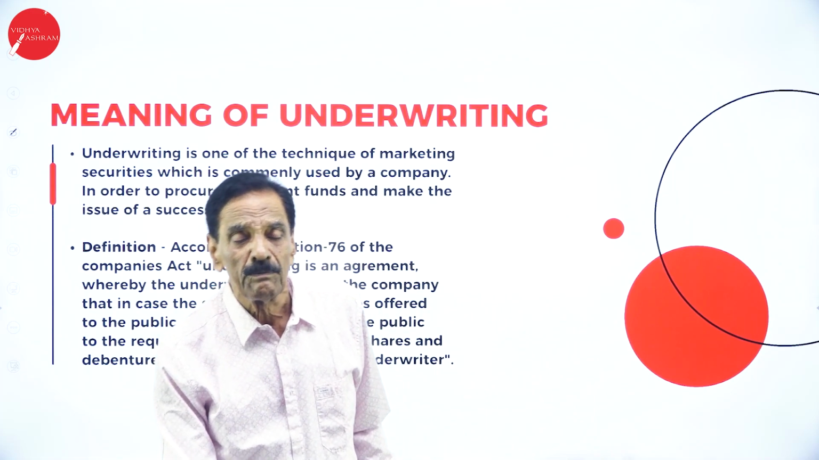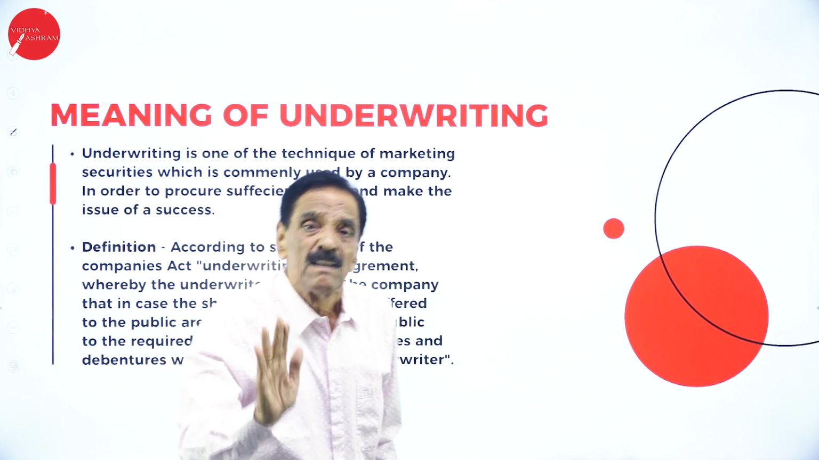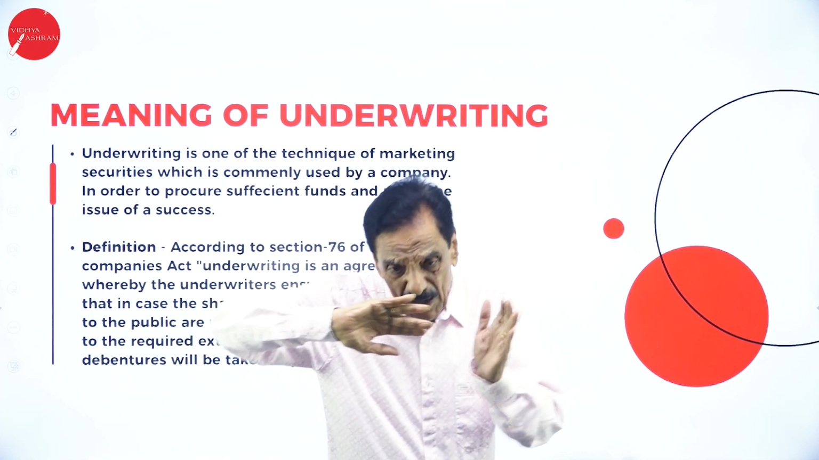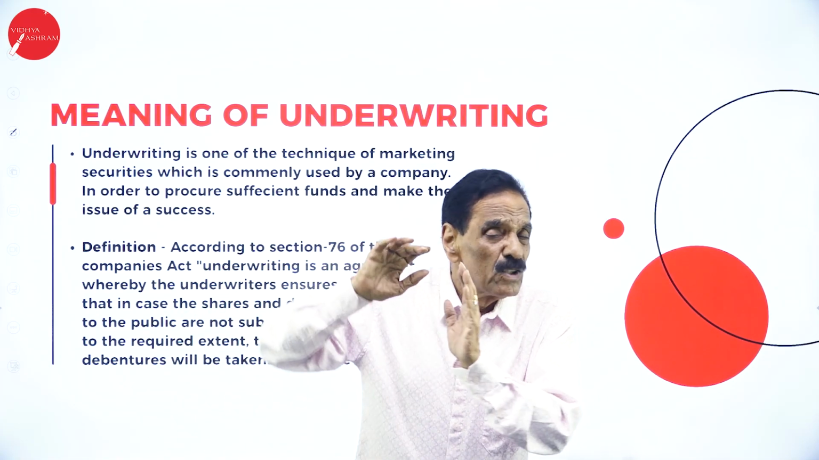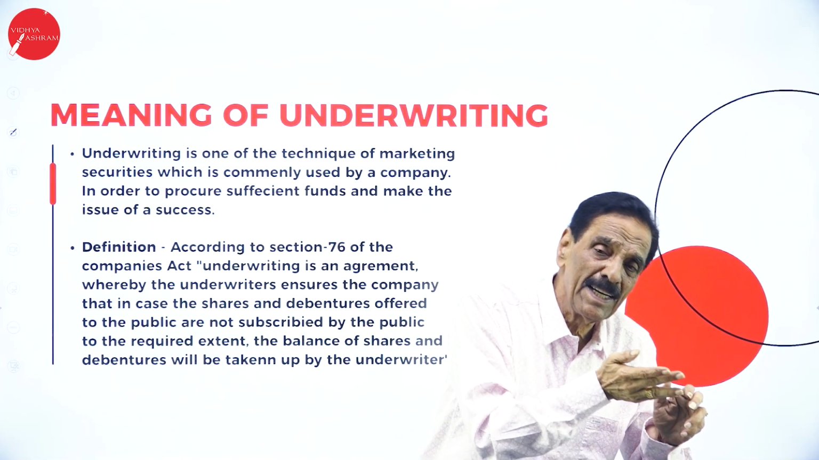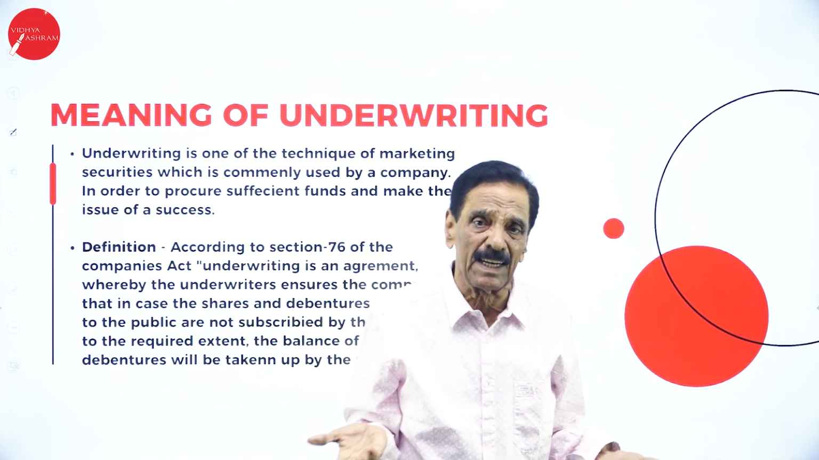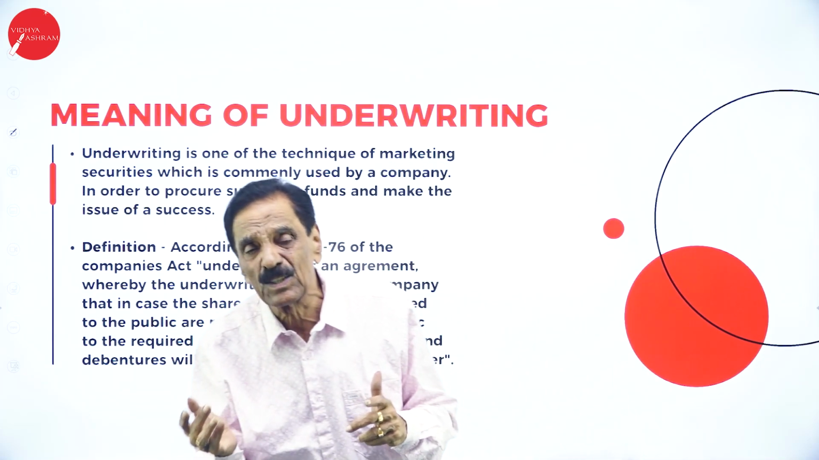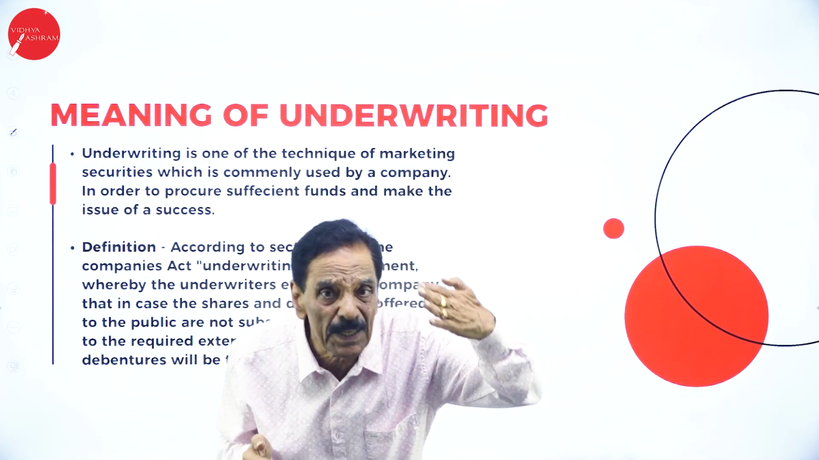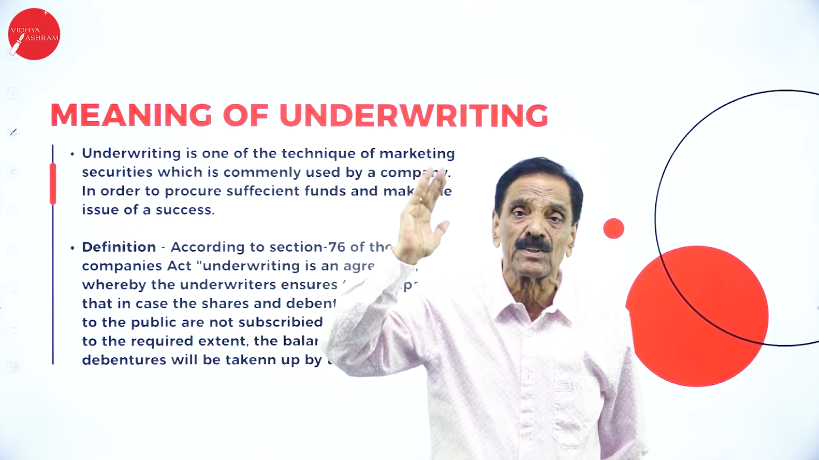I told you, 90% should be subscribed by the public. If they are not in a position to collect the money, the company will take the help of the middleman or the dear friends called underwriters. Who are underwriters? Underwriters are the agents who undertake to purchase the shares and debentures of the company.